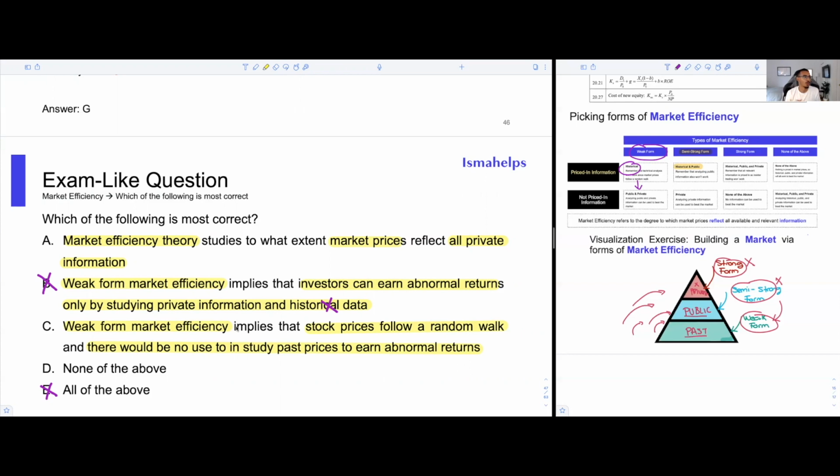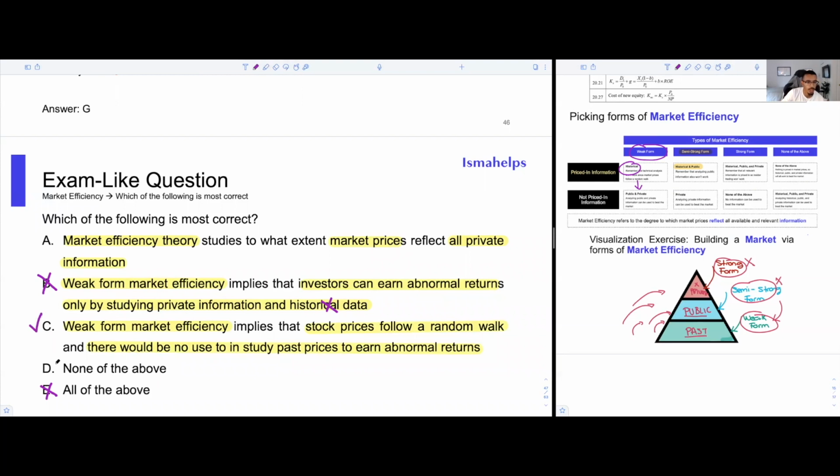If you remember our little video on weak form market efficiency, or just total efficiencies for a market, they're also telling you that if you study past prices, you won't be able to earn abnormal returns. And in our framework, as you can see right here, that's exactly what we pinpointed. So C is definitely true.